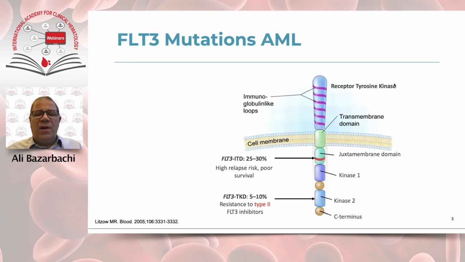So we can have FLT3 internal tandem duplication, or FLT3-ITD. This is the most frequent mutation, in 25 to 30% of cases, associated with high risk of relapse and poorer survival. Conversely, we have the FLT3 TKD, or tyrosine kinase domain, mutation, less frequent, 5 to 10%. Its prognostic value is unknown, but it is known for resistance to type 2 FLT3 inhibitors.